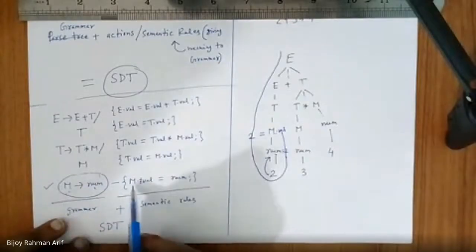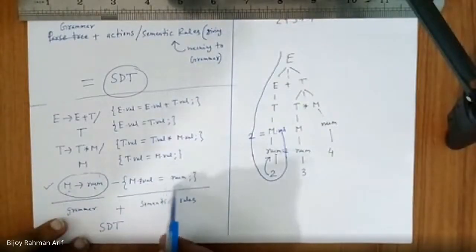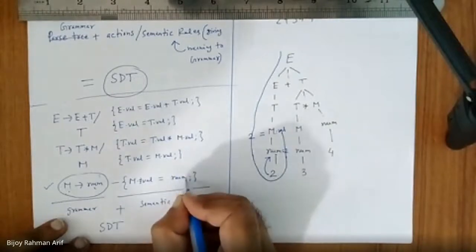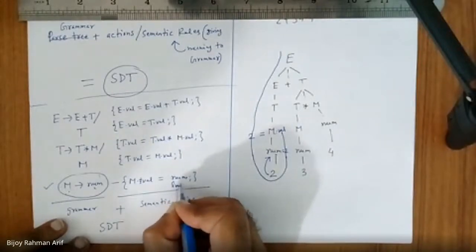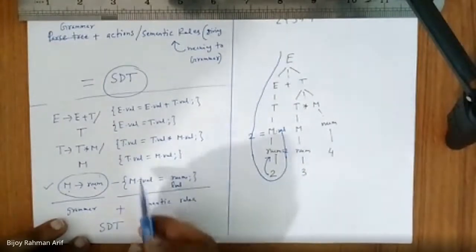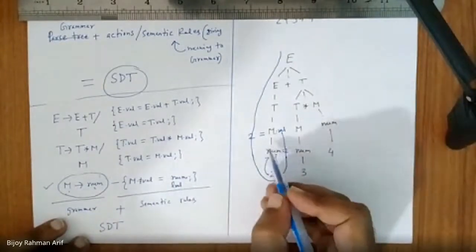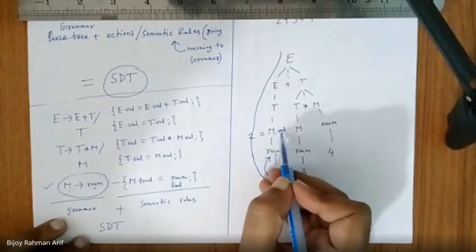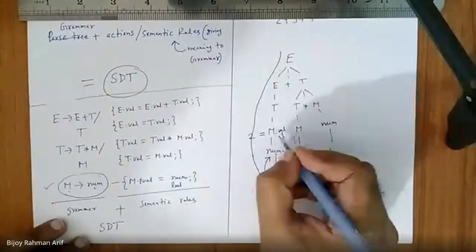So what is the action? M.val becomes whatever the value of num. You can say this is num.lval. In this case, num.lval is nothing but 2. So M.val would become 2. Then we continue.